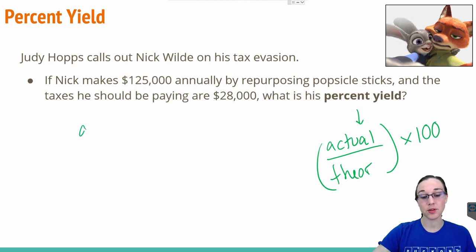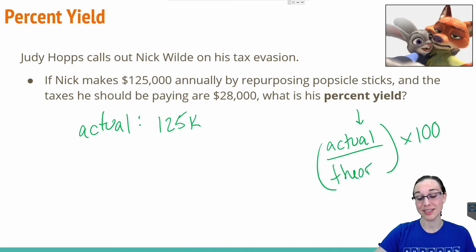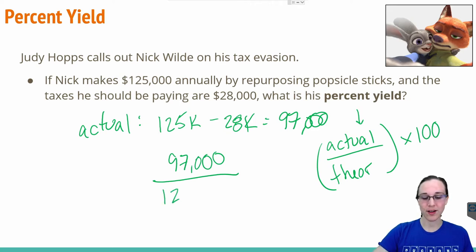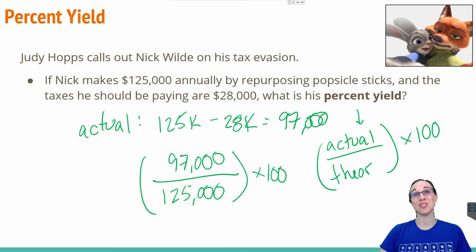So the actual amount should be 125K minus 28K, which gives us $97,000, is what he's actually taking home when he pays his taxes. And we're going to put 97,000 as the numerator and 125,000 as the denominator for our theoretical. That's going to be divided and then multiplied by 100 to give us our percent yield.